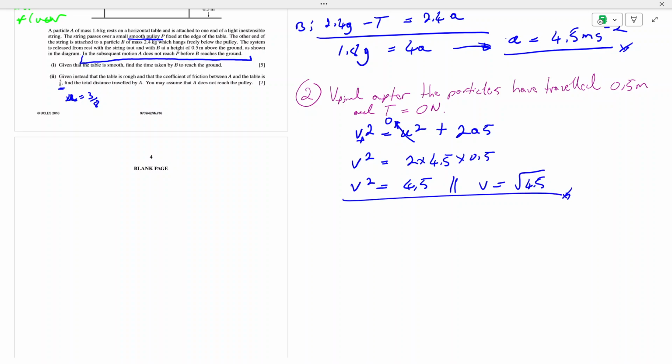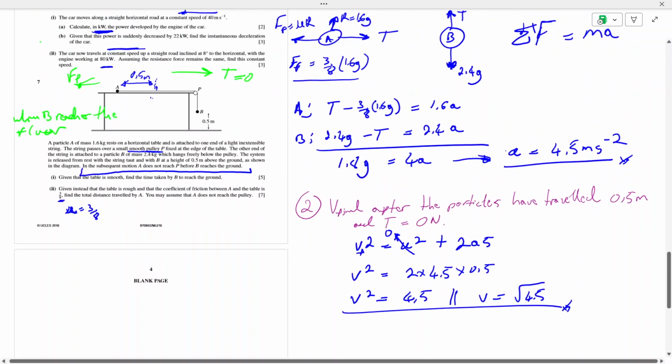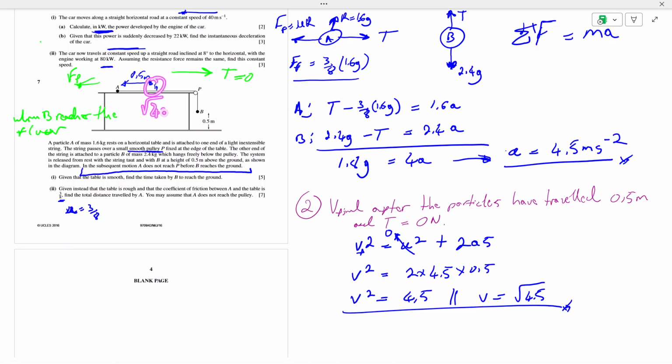Now the third part. Now we are here. A is now at this point. We know that when it's at this point, it has a velocity of root 4.5. So now we need to calculate the deceleration, since T is now equal to 0. There's no tension anymore because B has reached the ground. So once B has reached the ground, tension becomes 0, right?